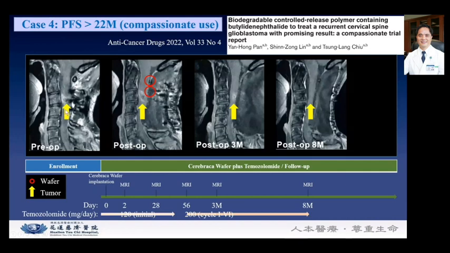So this is an unresectable GBM in the cervical cord. This is also a recurrent GBM, but the GBM is not in the brain. It's in the spinal cord. So we applied the compassionate trial, and we published this paper here. We did a limited resection for culture and pathology, and 3 months after, the tumor regressed, and at 8 months it disappeared.